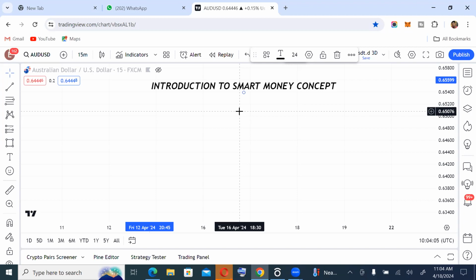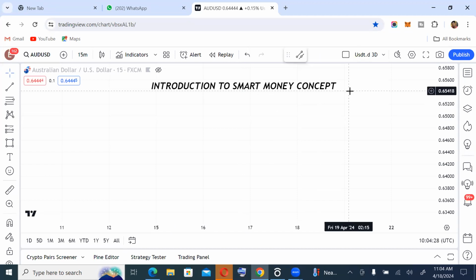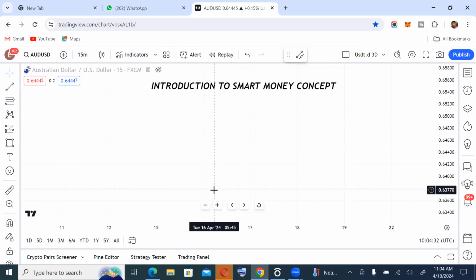Now, the Forex market is the most liquid market in the world. All right? When you say a market is liquid, it simply means how easy it is to transfer assets to cash. How quickly you can transfer your assets to cash.